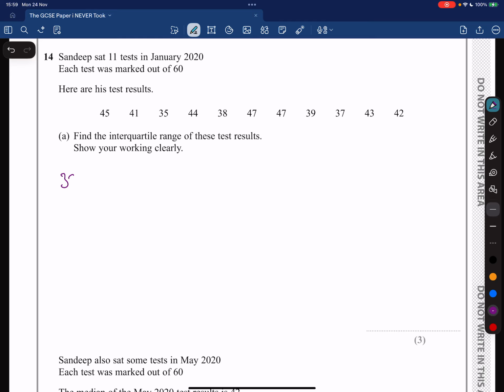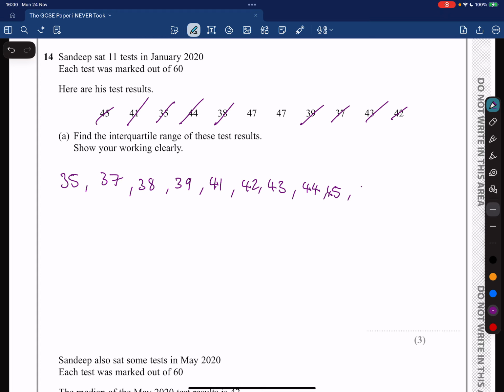So 35, 37, 38, 39, 41, 42, 43, 44, 45, 47, 47.